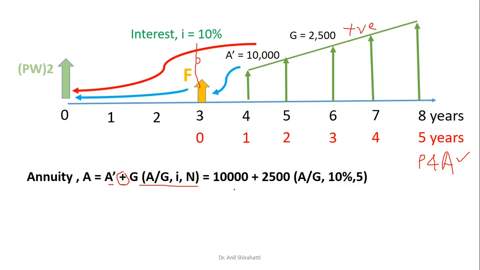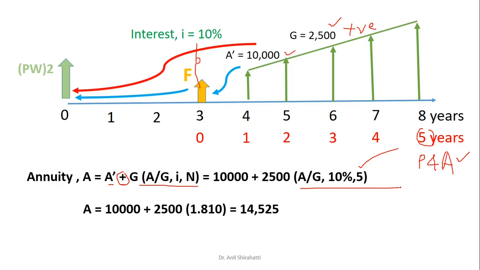If I substitute, first it is 10,000 plus 2,500 (A/G, 10%, N), and how many years is this happening? 1, 2, 3, 4, 5, till 5 years, so N is 5. If I substitute these values, I can find the value of A, which is around 14,525. What it means is that this increasing series is converted into a constant annual series where the annual value is around 14,525.